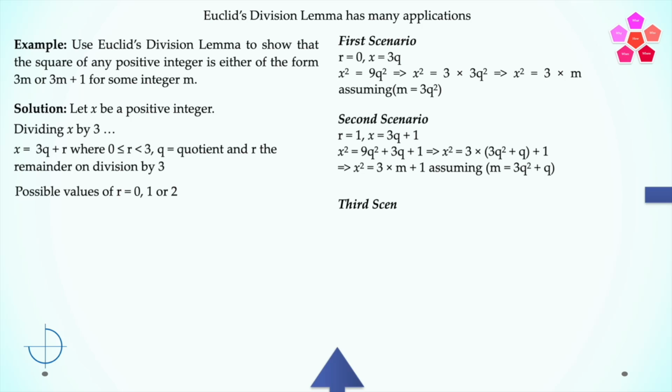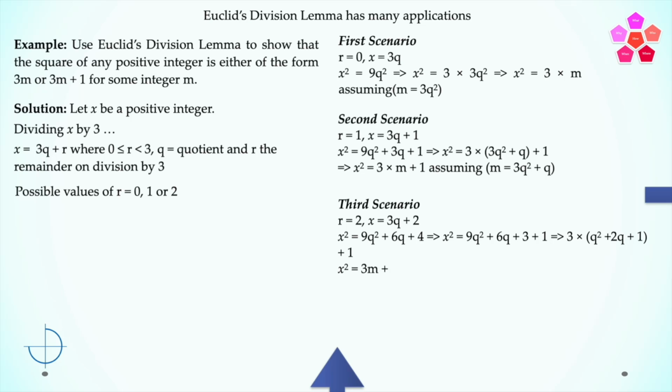Finally, we look at the third scenario where r is equal to 2. So x becomes 3q plus 2. Squaring both the sides, x square is equal to 9q square plus 12q plus 4, which implies that x square is equal to 9q square plus 12q plus 3 plus 1, which is 3 multiplied by (3q square plus 4q plus 1) as a whole, plus 1 as a remainder, so x square is equal to 3m plus 1, assuming m is equal to 3q square plus 4q plus 1.